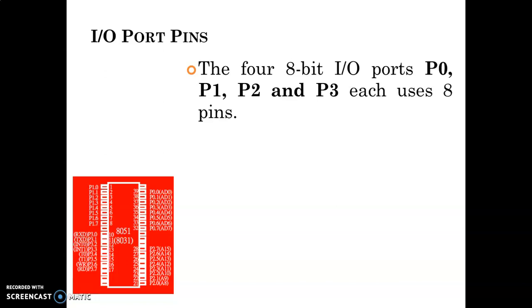IO port pins. The four 8-bit IO ports, port 0, port 1, port 2 and port 3, each use 8 pins. That is, port 0 has 8 pins, port 1 has 8 pins, port 2 has 8 pins, port 3 has 8 pins.